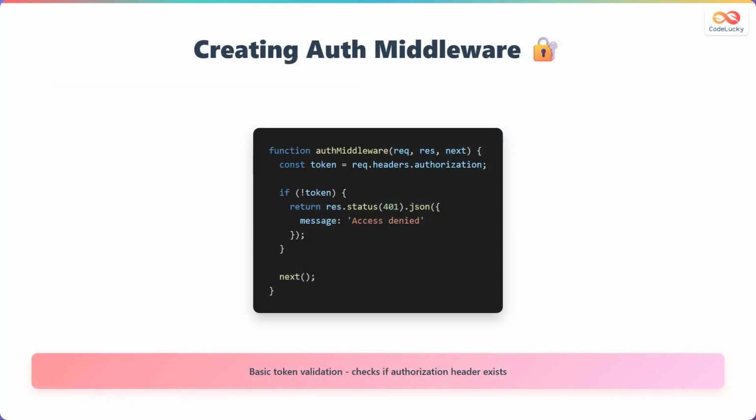Let's create a simple authentication middleware function. The function will be named authMiddleware, and it takes the request, response, and next parameters. Inside the function, we extract the token from the authorization header of the request. If there is no token, we return a response with a status code of 401, indicating unauthorized access, along with a message, access denied. If the token exists, we call the next function to proceed to the next middleware or route handler. This is a basic example to check if an authorization header exists.